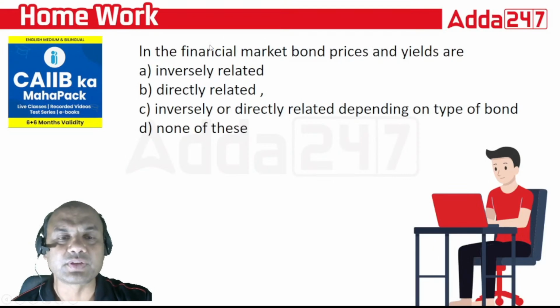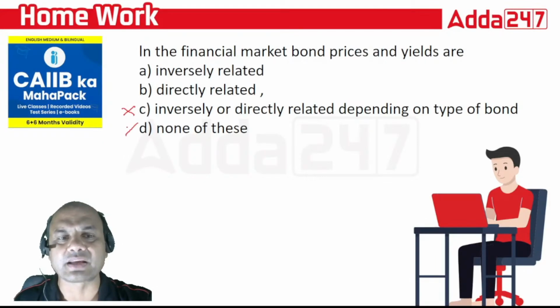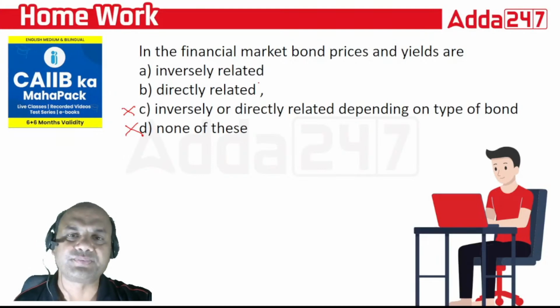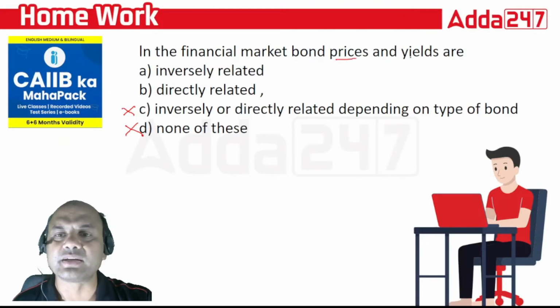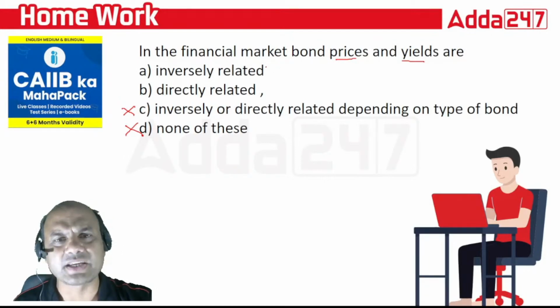Yesterday I gave you one homework. In financial markets, bond prices and yields are... So what happens in financial markets? Are these bond prices and yields inversely or directly proportional? Let's remove the remaining two answers, C and D are out. Inversely related, directly related. So bond prices and yields are directly or inversely related? We have studied this in CAIIB, right?